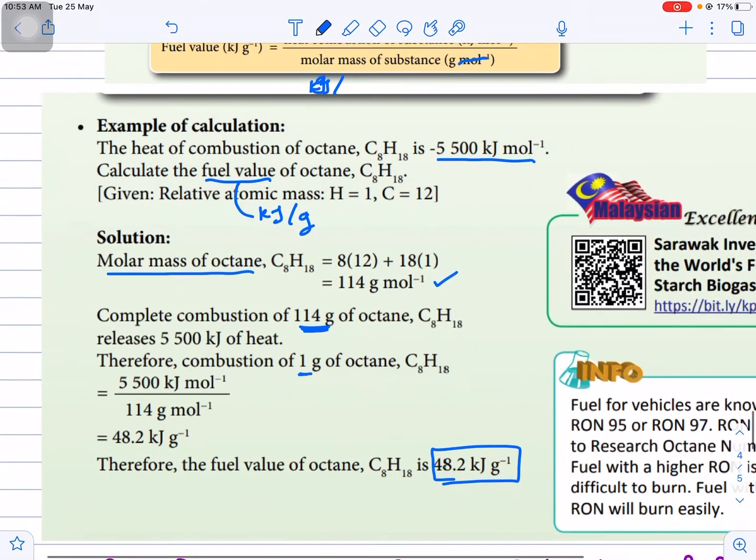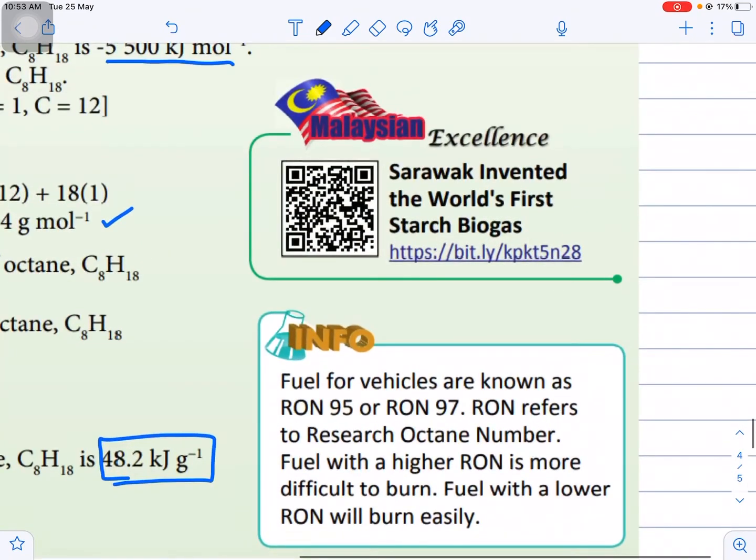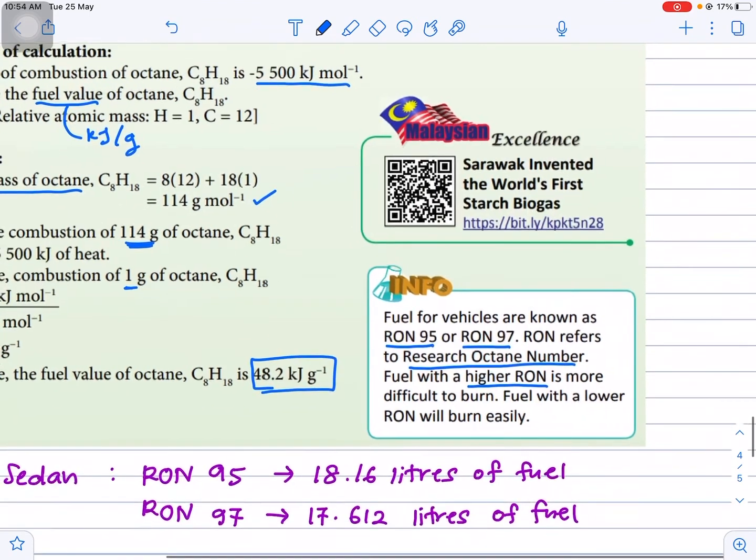So this is for your information. Fuel for the vehicle. Always when we are talking about fuel, in Malaysia we are talking about RON 95 or RON 97. What is RON? RON refers to research octane number. Basically, fuel with a higher RON is more difficult to burn, susah nak terbakar. In other words, fuel with a lower RON will burn easily.